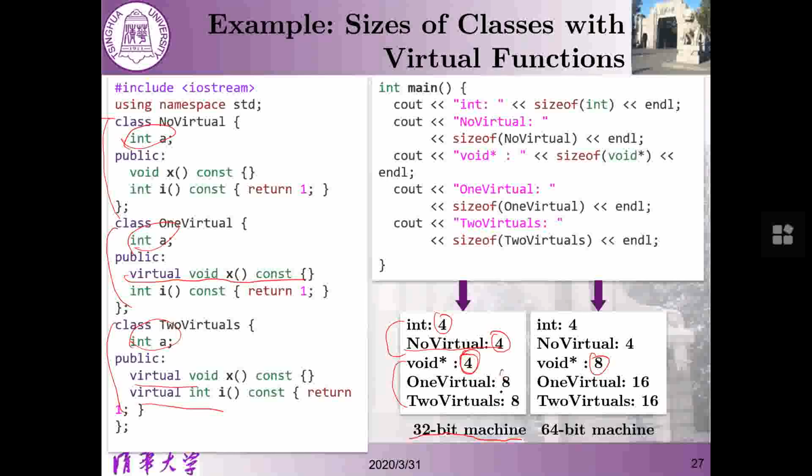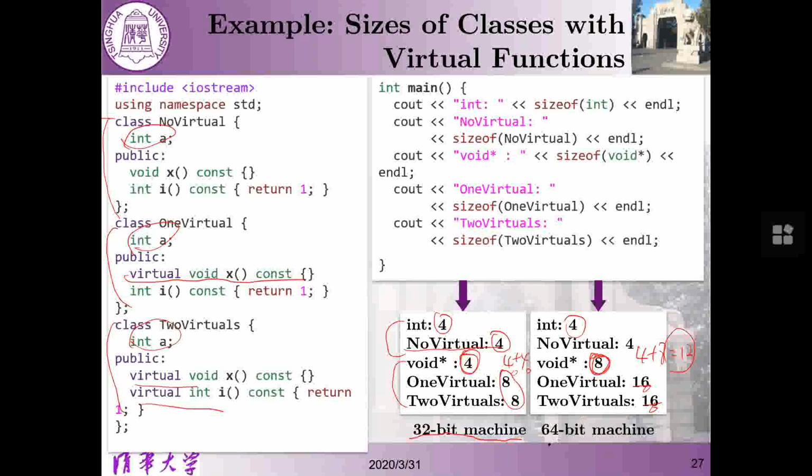When there are virtual functions, the size of the class will be 8. That is 4 plus 4, right? It's one member plus the virtual pointer. And then for the 64-bit machine, we still have one member taking 4 bytes, and the pointer takes 8 bytes. So it should be 12 bytes, right? Why is it 16 bytes? Why is that?